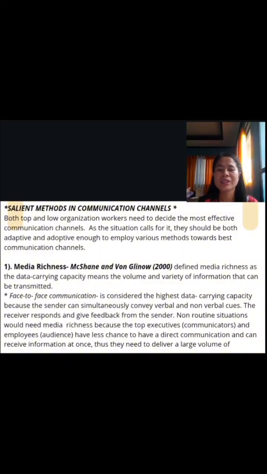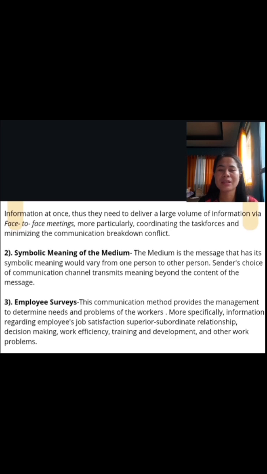Non-routine situation would need media richness because the top executives, who are the communicators, and the employees, the audience, have less chance to have a direct communication and can receive information at once. Thus, they need to deliver a large volume of information via face-to-face meetings, more particularly coordinating the task forces and minimizing the communication breakdown conflict.